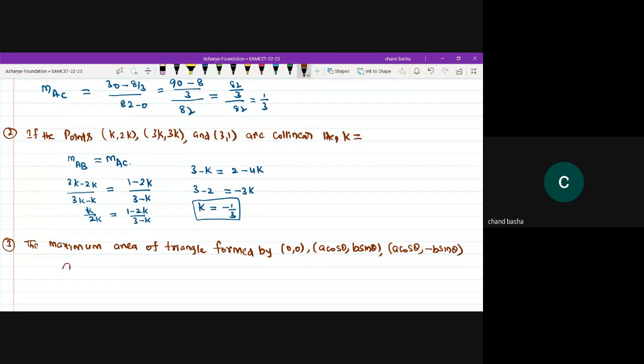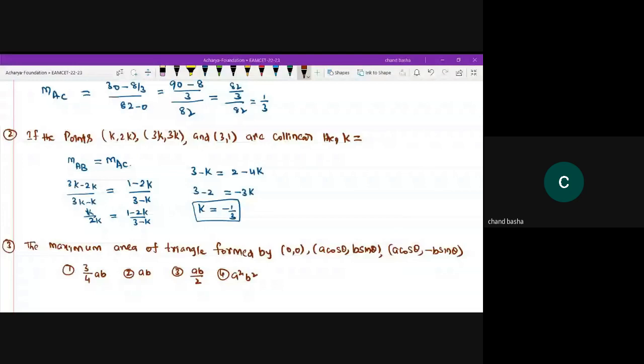The options are also given to you: 3 by 4 times AB, AB, AB divided by 2, A square, B square. The area is to be maximum. That is what he is asking. If the area is maximum with the given vertices, let's identify the correct option, please.